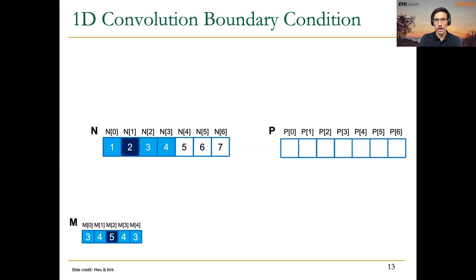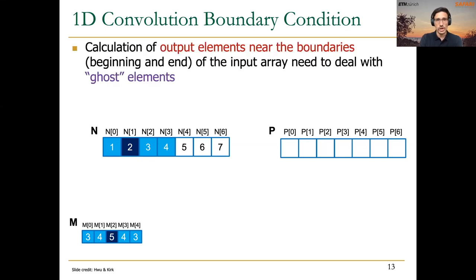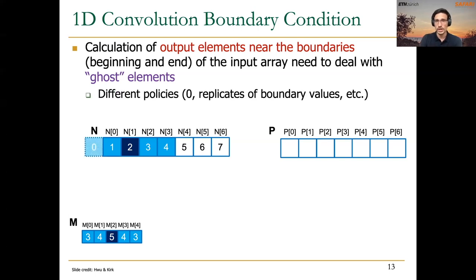Here we have to take care about boundary conditions. The calculation of all output elements near the boundaries, either at the beginning or at the end of the input array, needs to deal with ghost elements. What are ghost elements? They are elements that really don't exist because they don't belong to the input image, or to the input array in this case. But we have to give them some values, and there are different policies for that. We can, for example, consider that all ghost elements are zero, or we can replicate the boundary value.